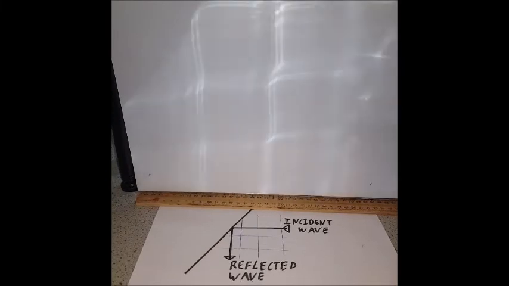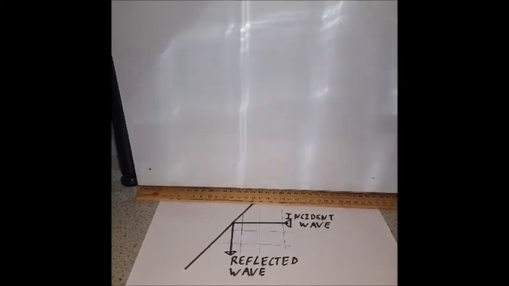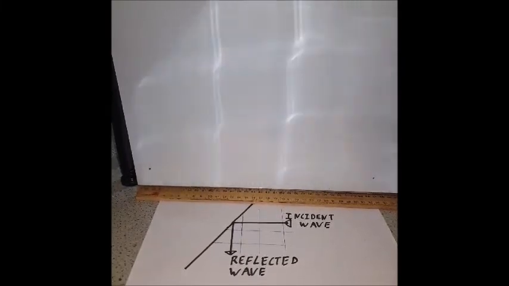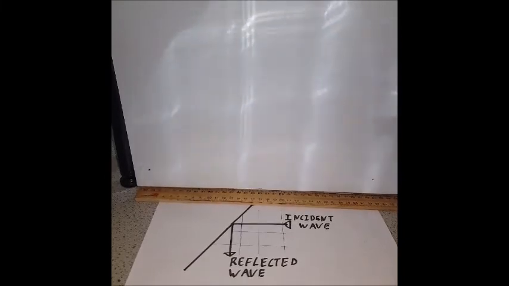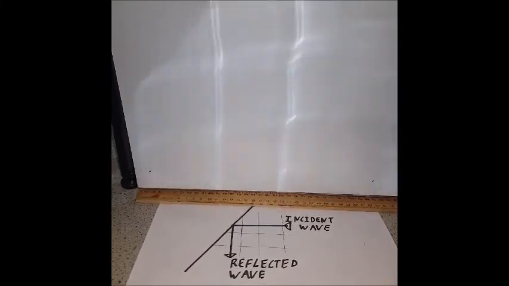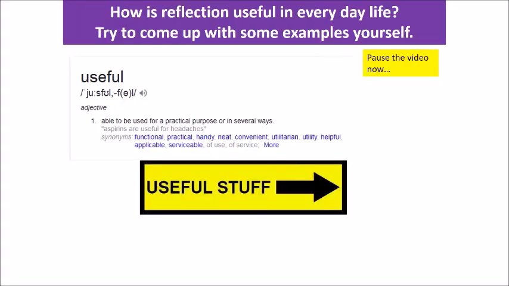What we see here is an incident wave and then a reflected wave at exactly 90 degrees from the incident wave, which is why we see squares of light. I hope you managed to follow that experiment and you had a bit of fun making a reflected line.